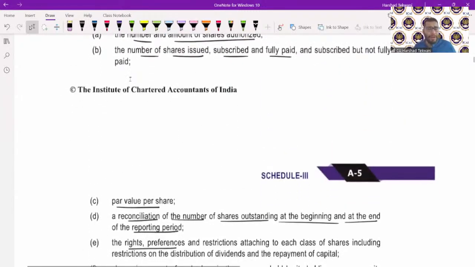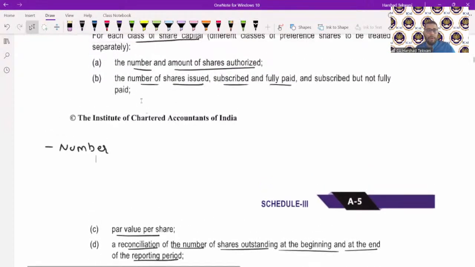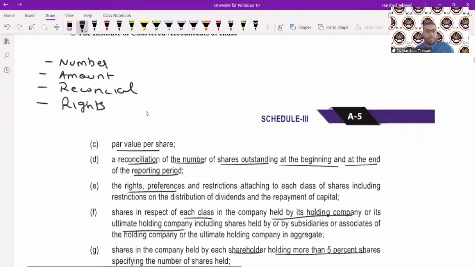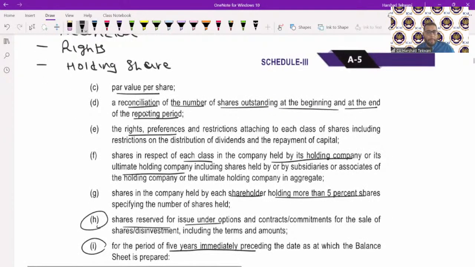So basically what you are required to disclose in case of share capital: number, okay, amount, reconciliation, rights, holding of shares, then 5% and above.